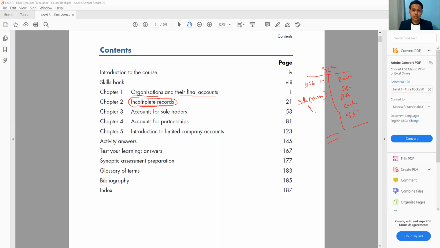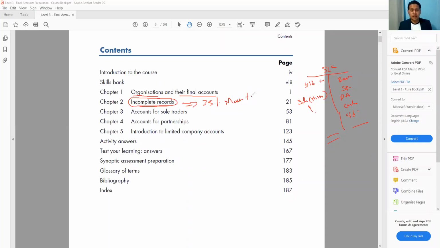In that case, HMRC might say, don't worry about it, just tell me the other information, we can find it out. How much was that? So basically, if the record is incomplete, you can always find it out by using different techniques. So it's a very, very important chapter, and this chapter will contain almost 35 marks. So almost 35% of the marks will come from this chapter. So out of these 5 chapters in this course, you can see this chapter is quite important.